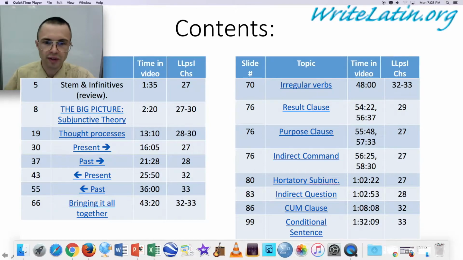If you are using Lingua Latina per se illustrata or my website, you can just skip to those sections that are relevant to your particular chapter using this right column here.